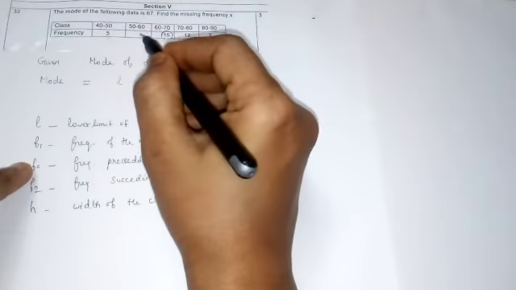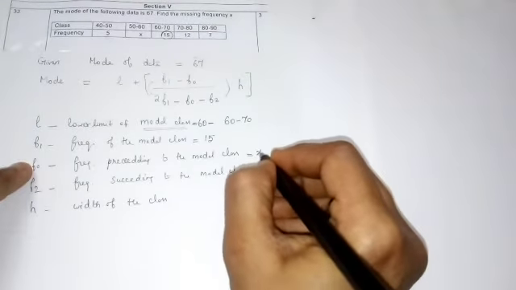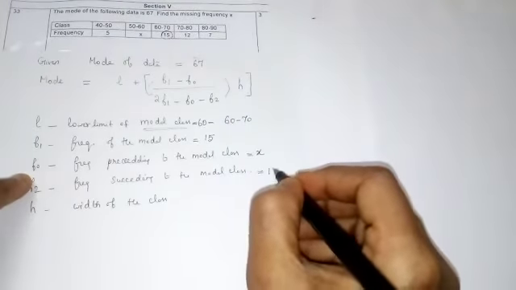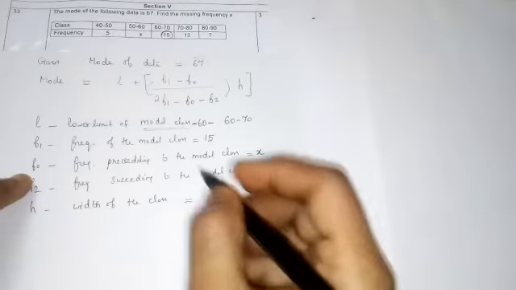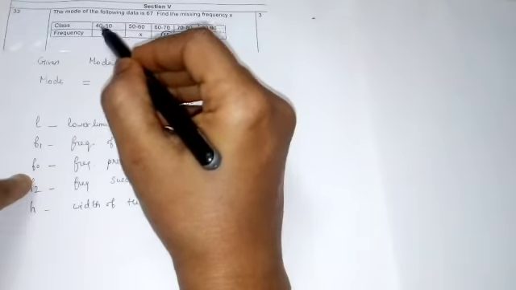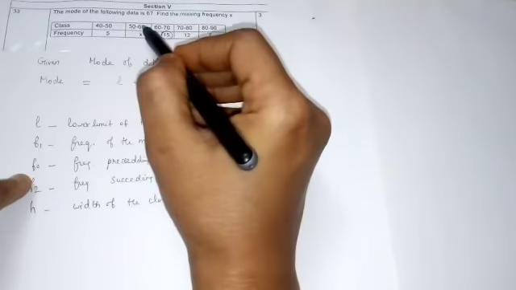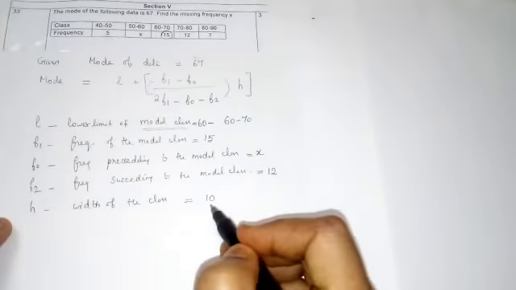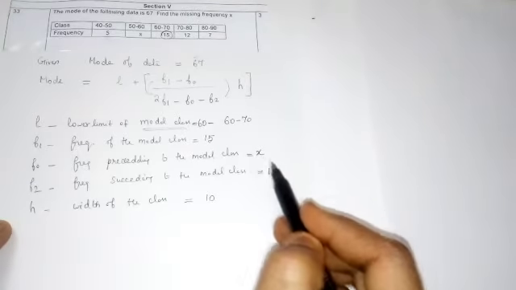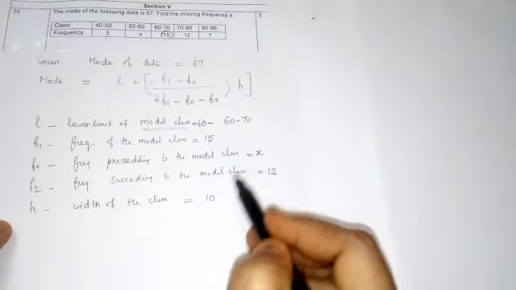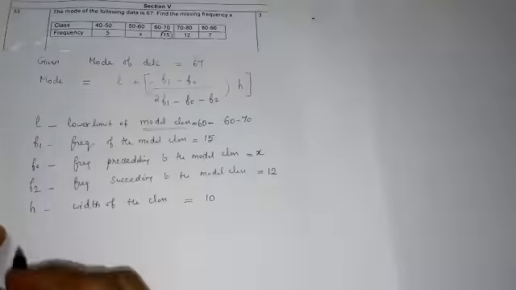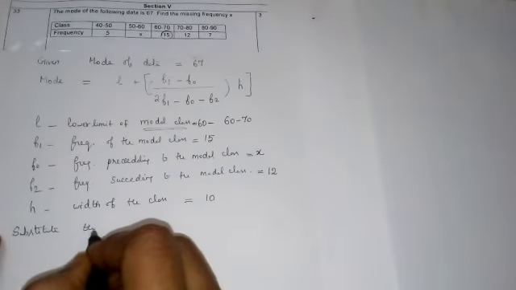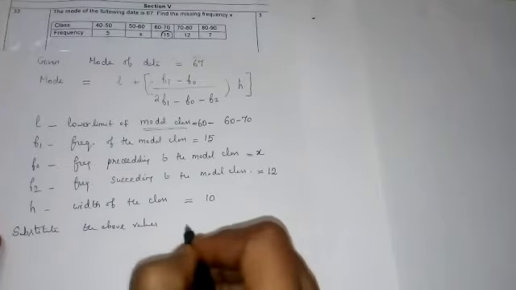F0 is the frequency preceding the modal class, so this is x. F2 is the frequency succeeding the modal class, this is 12. The width of the class: every class is an interval of 10. 50 minus 40 is 10, 60 minus 50 is 10. So the width of the class is 10. After finding the L, F1, F0, F2, H values, you substitute the above values in the formula.